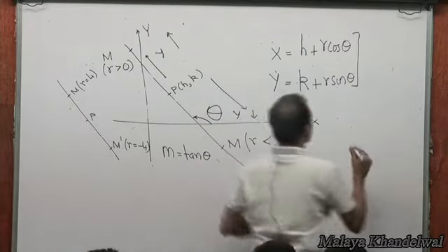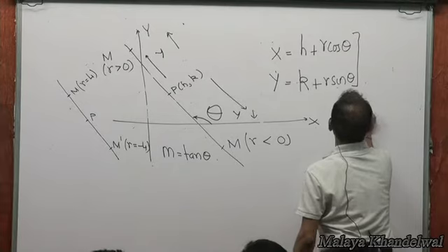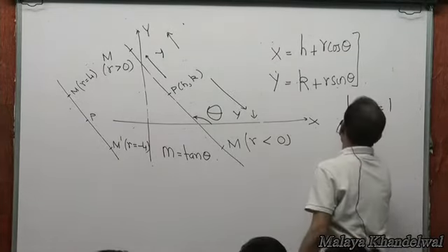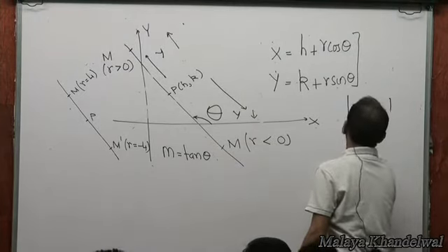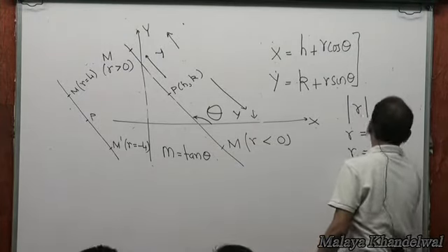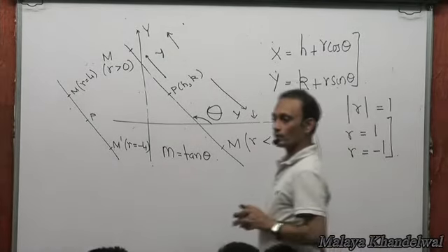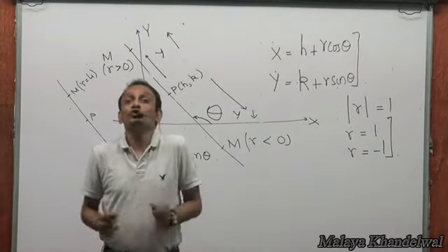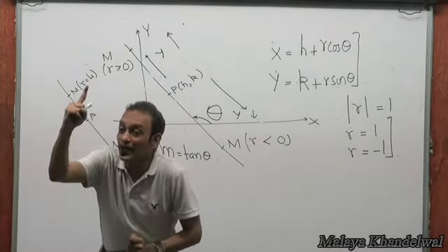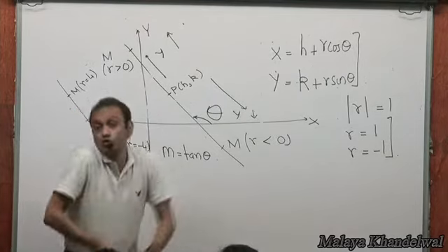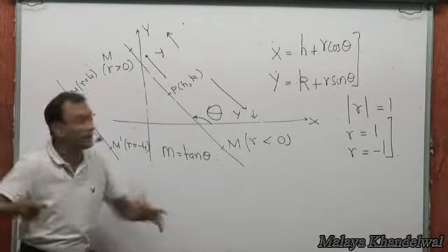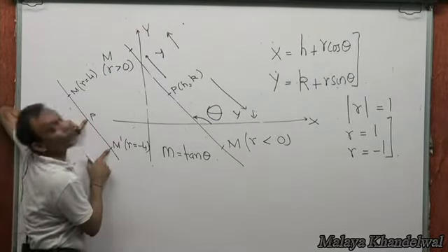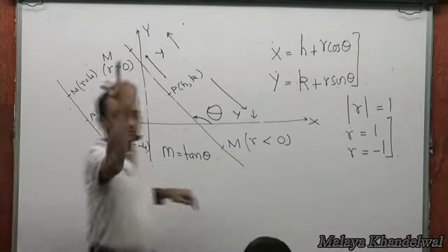So, in a general sense, if someone told you there is a point with mod r equal to 1, then he's actually talking of 2 points. He's talking of a point with r equal to plus 1, and a point with r equal to minus 1. Yes or no? Yes, sir. And mod r equal to 1 is about 2 points that are 1 unit away from the point P. One would be a point here, 1 unit away from P, and another point here, 1 unit away from P. How about it?